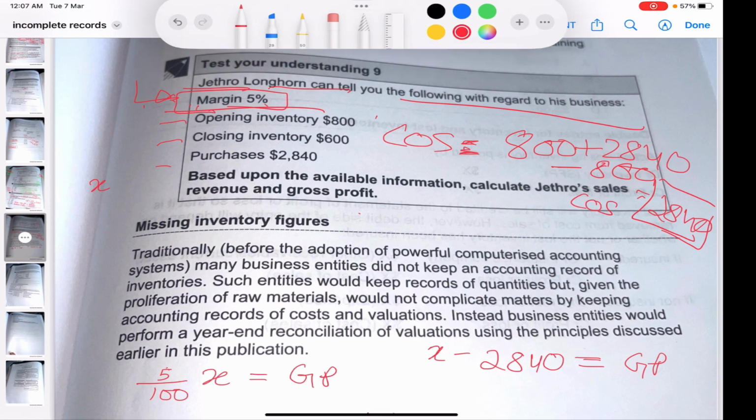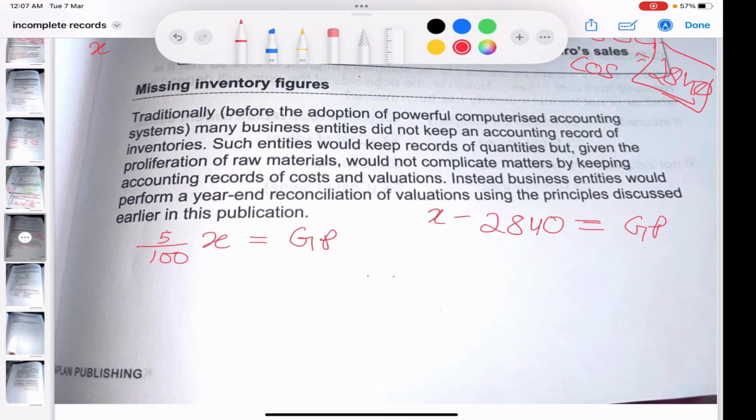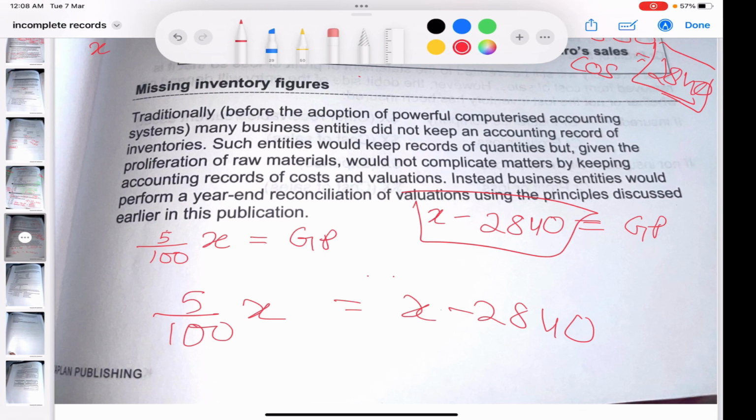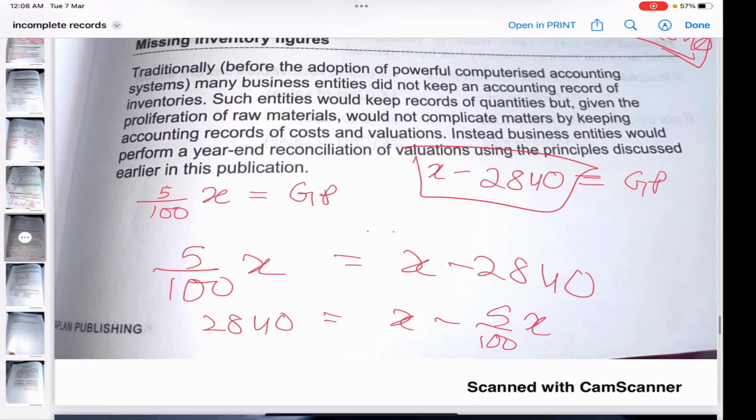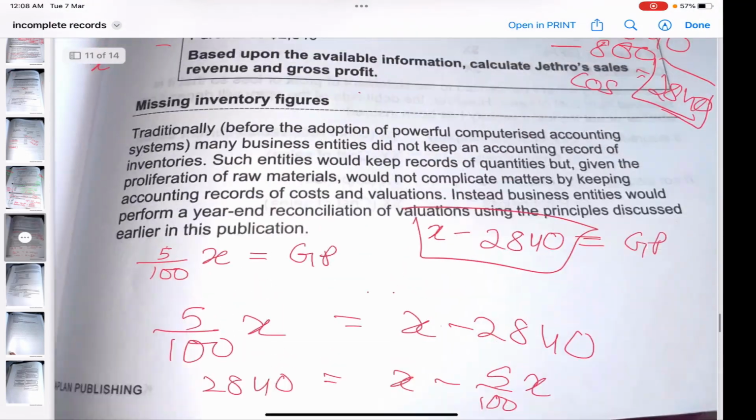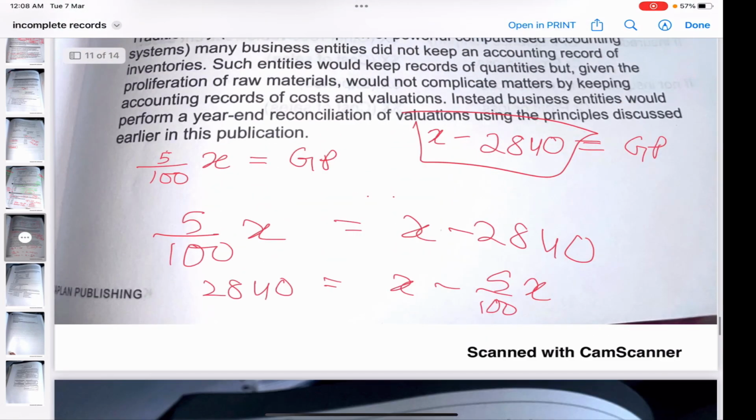Both these equations are going to give you GP. 5% of X is going to give you GP. This is GP, and X minus 2840 is also GP. So let's equate the two equations. 5 upon 100 X is equal to X minus 2840. So this will basically be 2840 equals X minus 5 by 100 X. And if you solve it, you will be getting sales. Okay, I hope you understood the logic, and now you can do it by yourself.